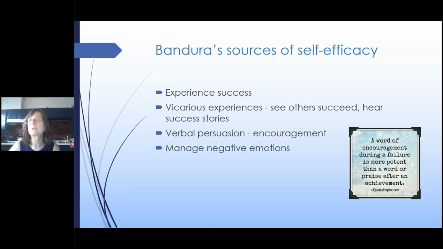So he also found vicarious experiences can be a source of self-efficacy. If they're in a class and a student sees or hears about the success of a student who is similar to them, meaning they have about the same educational level, they think to themselves, oh, if that student can do it, so can I. Sometimes seeing another peer's success increases their confidence that they can do it themselves.